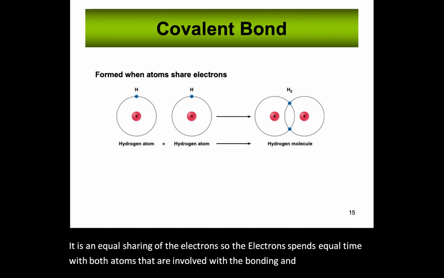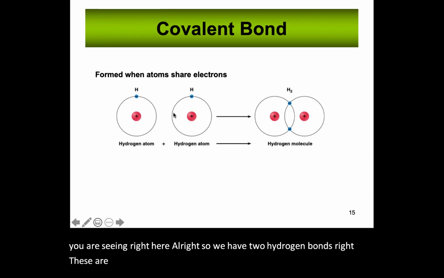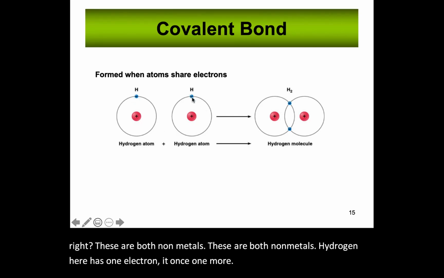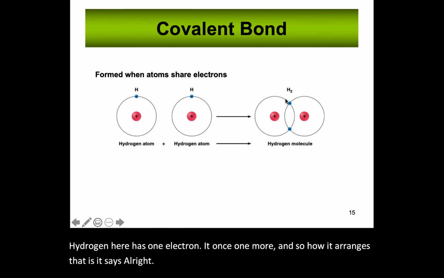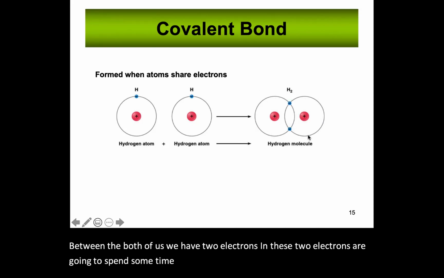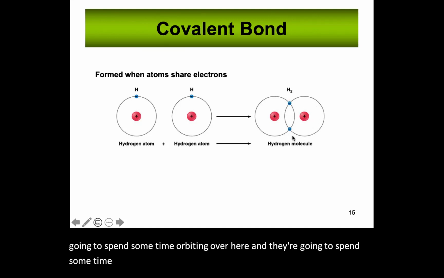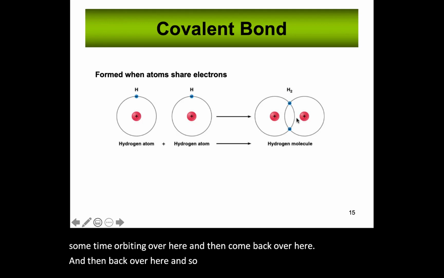And that's exactly what you are seeing right here. All right, so we have two hydrogen atoms. These are both non-metals. Hydrogen here has one electron. It wants one more. Hydrogen here has one electron. It wants one more. And so how it arranges that is it says, all right, between the both of us, we have two electrons. And these two electrons are going to spend some time orbiting over here, and then come back over here, and then back over here. And so it is a sharing of electrons.